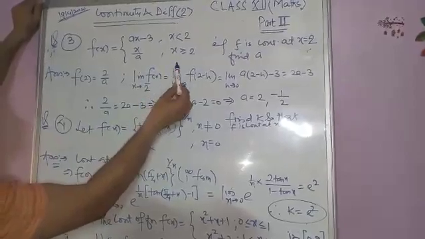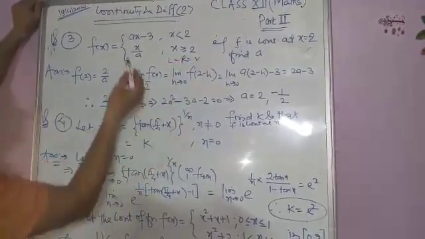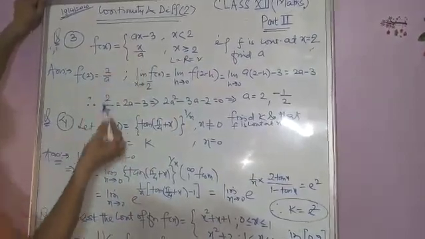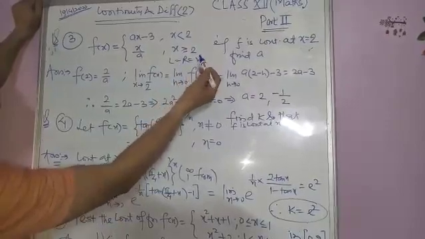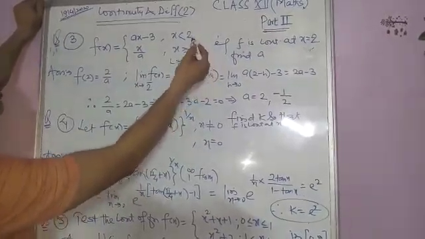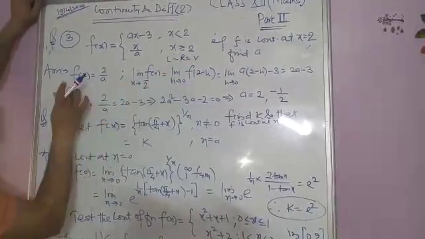So L equals R equals V. Here only one unknown, a, is required, so we take any one: left hand limit or value, or left hand limit or right hand limit. Their value is f of 2.